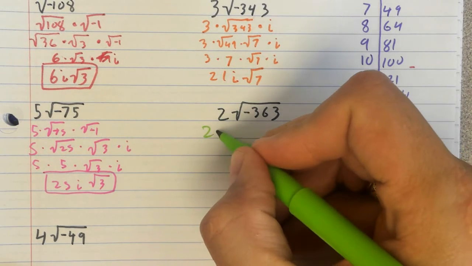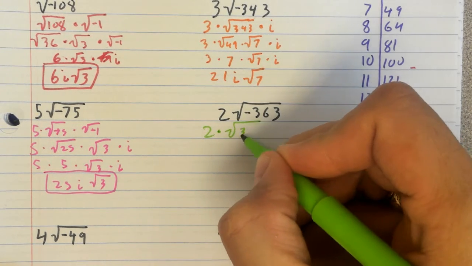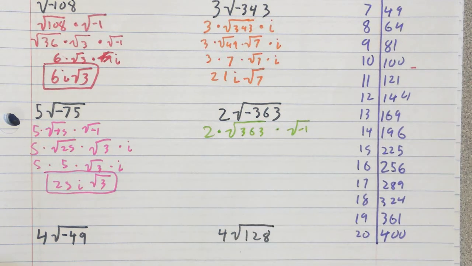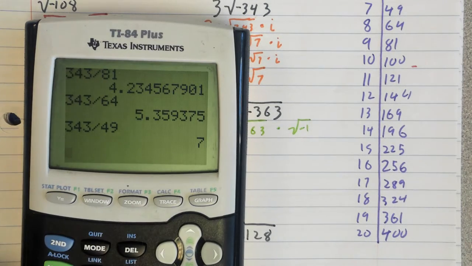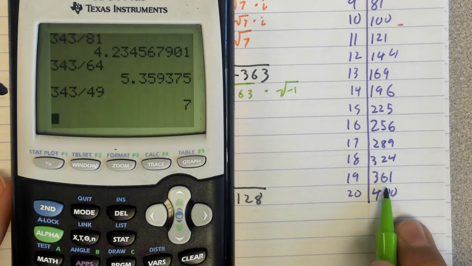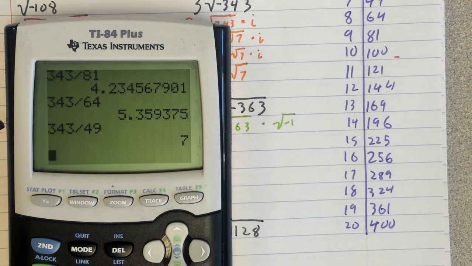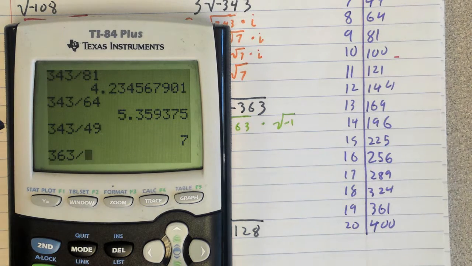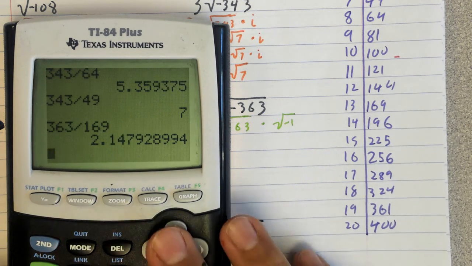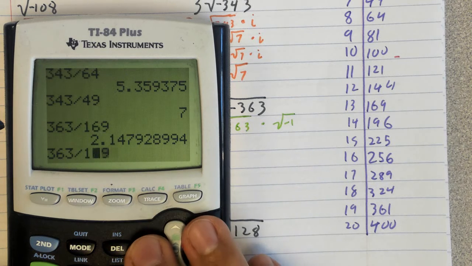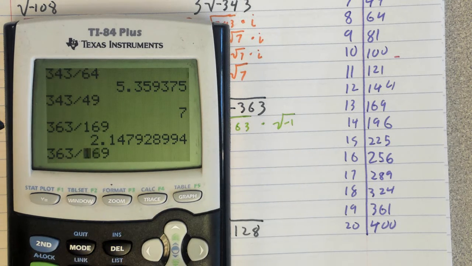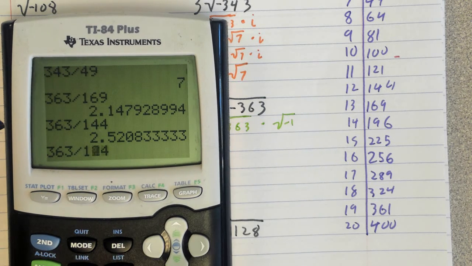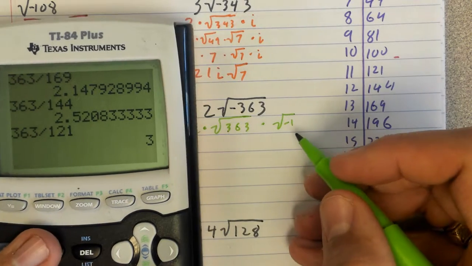Next one, 2 times the square root of 363 times the square root of negative 1. 363, probably going to need a calculator for this one. It is definitely not a perfect square. So 363 divided by halfway, let's go with 169 and see if that works. That does not. 144. That doesn't work. Let's try 121. There it is, 121.